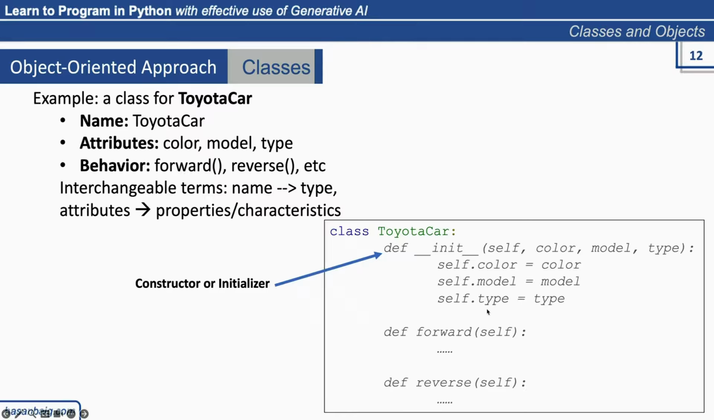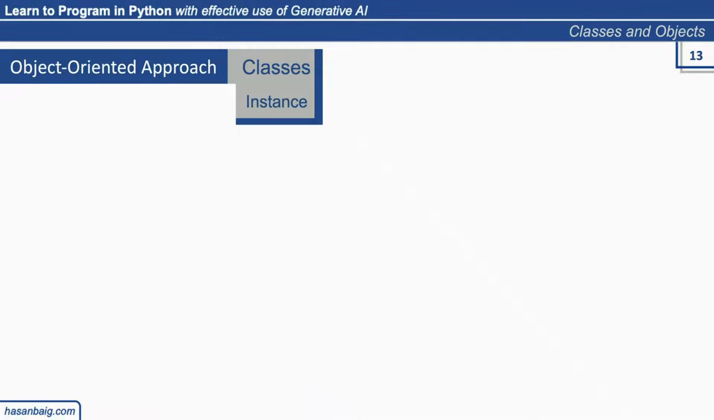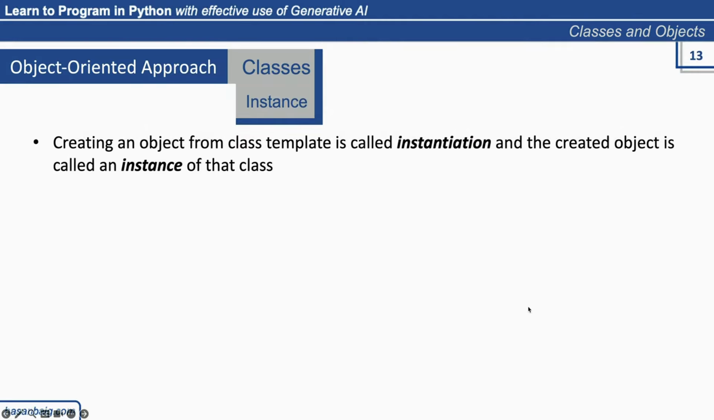Okay, so we talked about the classes, which is a template. Based on the template we can create as many objects as we want. And the creation of an object based on the class template is referred as instantiation, and each object is referred as instance. So when I say instance of Toyota car, I'm talking about object that is created out of class template named Toyota car. So the process of creating an object from a class template is called instantiation, and the object that is created is referred as instance.